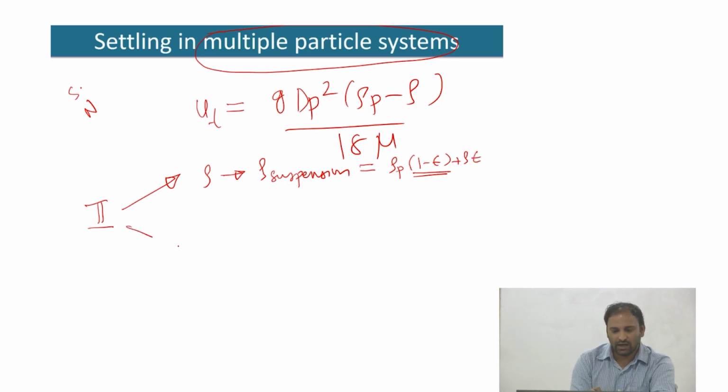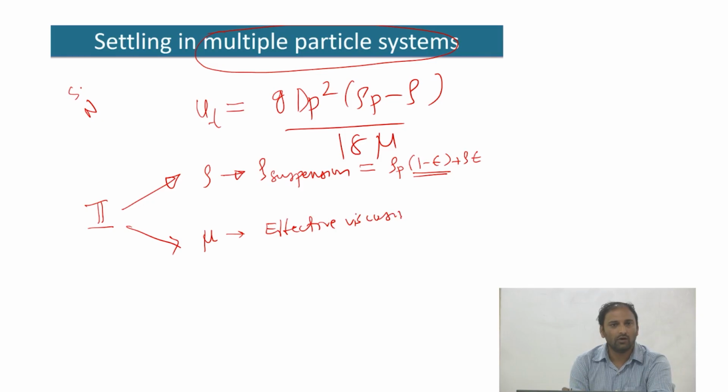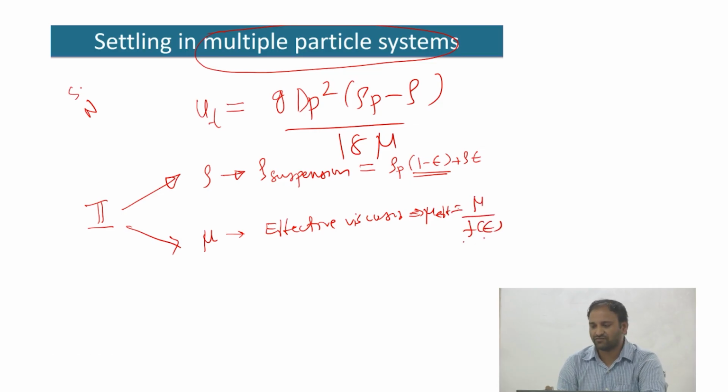The second modification is that you should replace your mu with some sort of effective viscosity. We said this mu effective is going to be something like mu divided by f of epsilon. This function f of epsilon is typically less than 1, because we have seen examples where the viscosity of a fluid with particles present is higher than the viscosity of the neat fluid itself.